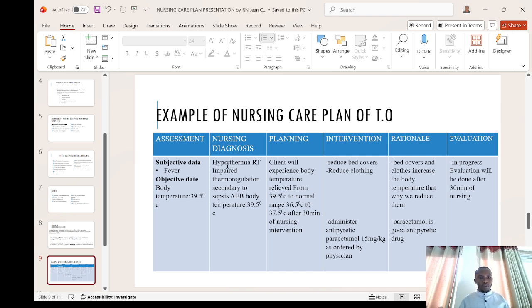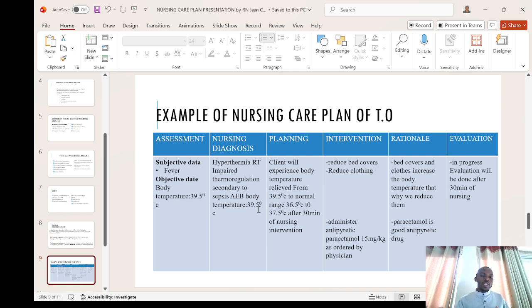Of course, this is a very good nursing diagnosis: hyperthermia related to impaired thermoregulation secondary to sepsis as evidenced by body temperature of 39.5. This is our nursing diagnosis of the actual problem. Remember that we say there is an actual nursing diagnosis, and there is a potential nursing diagnosis, which includes the risk. And I remind you that when you see a risk nursing diagnosis, it contains only two parts.